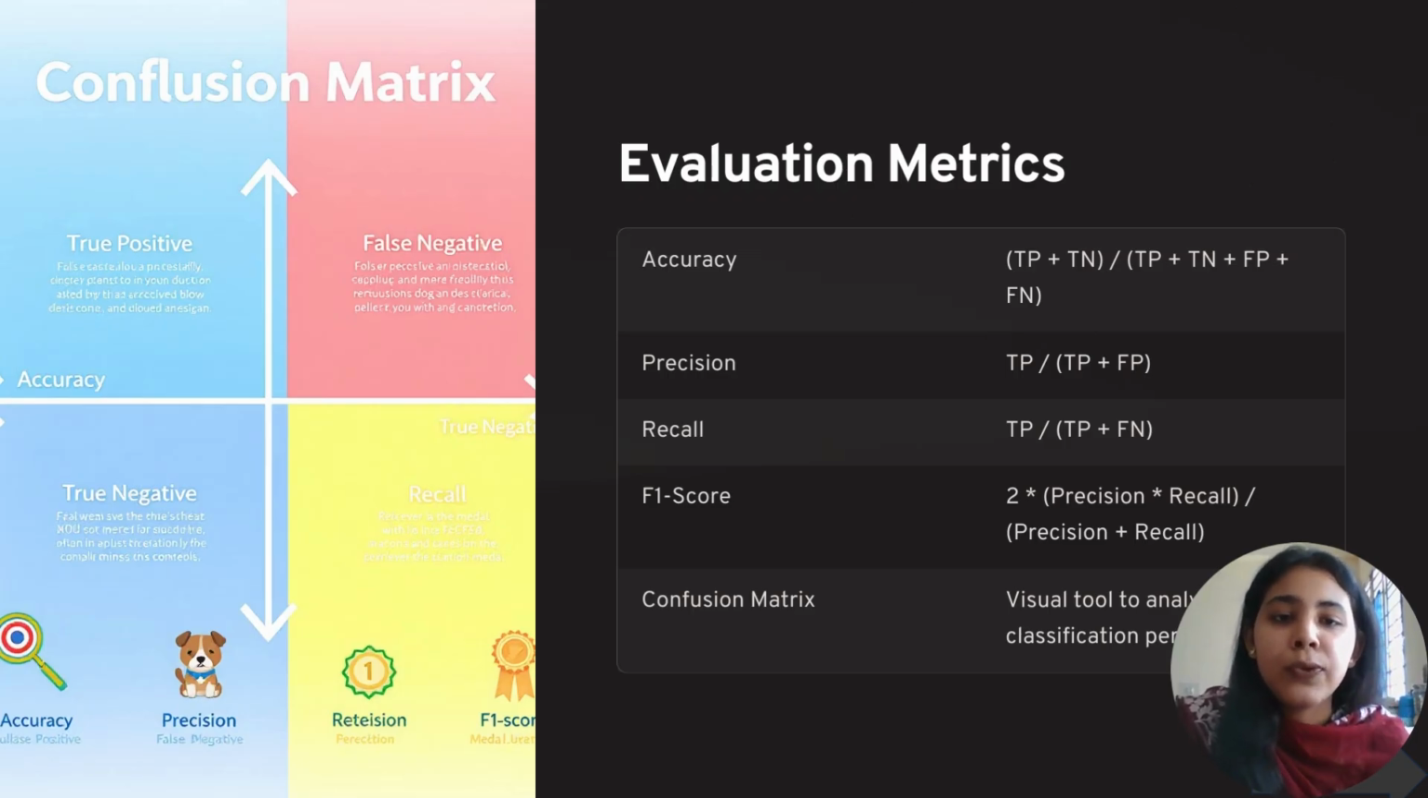Precision we can measure by TP divided by TP plus FP, and recall by TP divided by TP plus FN. About the F1 score, we can measure it by the formula 2 times precision times recall divided by precision plus recall. Now, you must be wondering, what is a confusion matrix? A confusion matrix is a visual tool used to analyze the performance of a classification model.